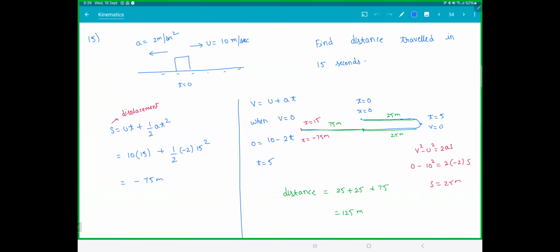This question, remember? Find the distance traveled in 15 seconds. The body is going forward and coming back. This was the question I was talking about.